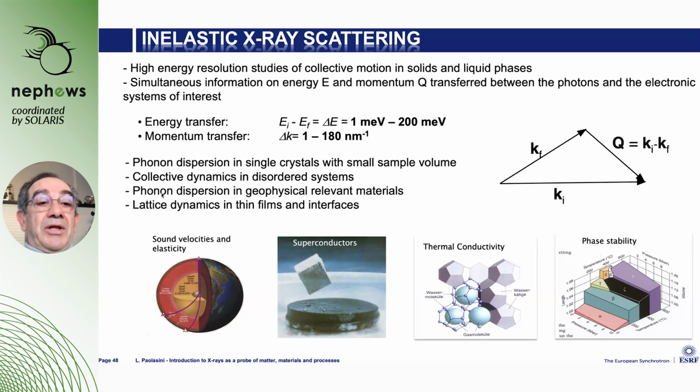Studying the phonon is important, for example, to study the sound velocity and elasticity in the material under different kinds of conditions, for example, high pressure and high temperature. It's important for superconductors to determine which kind of optical mode couples with the superconducting electrons in order to produce the well-known properties of superconductivity. It's important to determine the thermal conductivity or the precursive signs of some phase instability arising in the material.